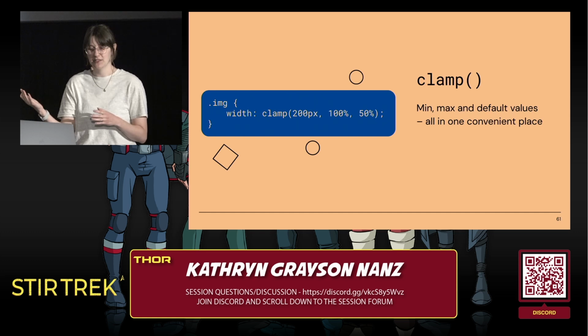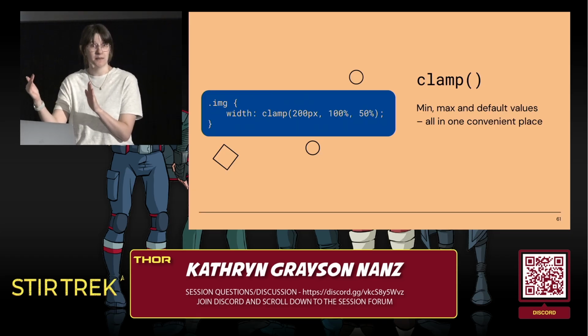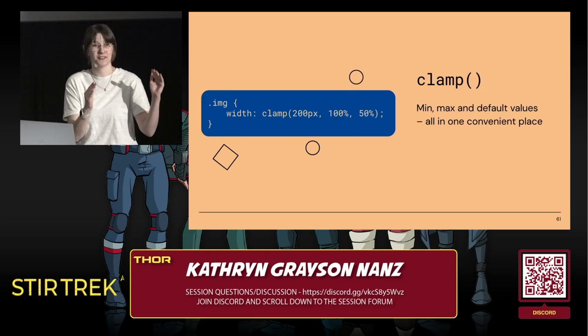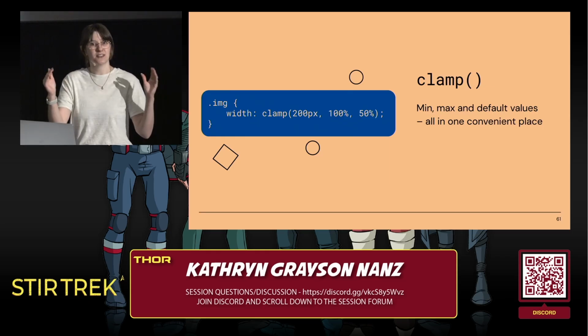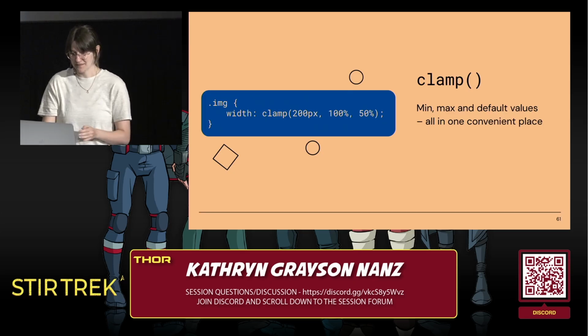So in this example here, we say, I want this image to take up 100% of the space by default, but I never want it to exceed the maximum of half of the container size, and I never want it to get smaller than 200 pixels wide. So we're able to say, flow freely within these guardrails.